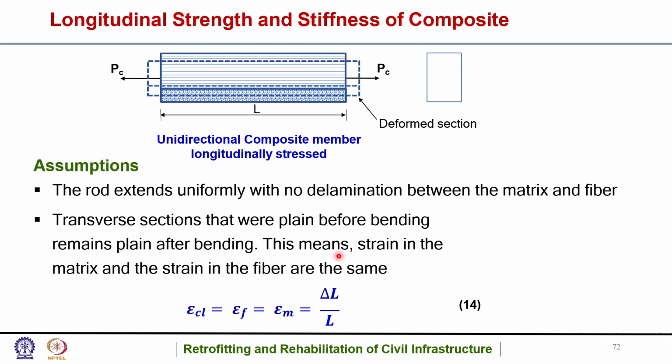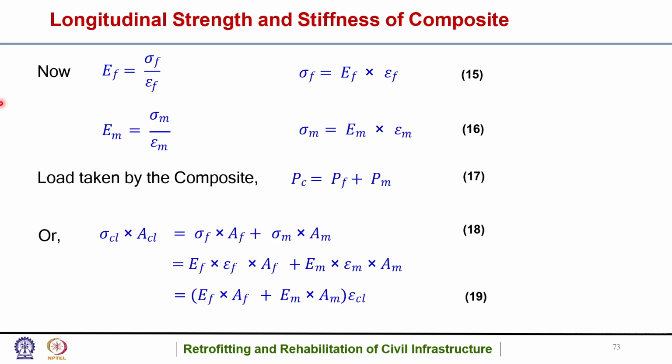This is also used in simple beam theory, these assumptions. So plane before bending remains plane after bending, so that strain in matrix and strain in fiber are the same. Using this philosophy, we can say that epsilon CL equal to epsilon F is equal to epsilon M, which is basically equal to delta L by capital L. Therefore EF equal to sigma F by epsilon F, and sigma F equal to EF into epsilon F, whereas EM equal to sigma M by epsilon M, that is sigma M equal to EM into epsilon M.